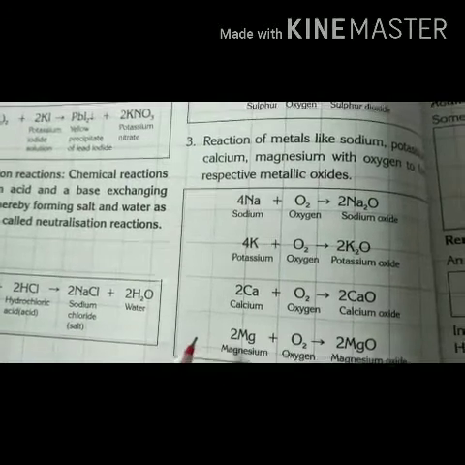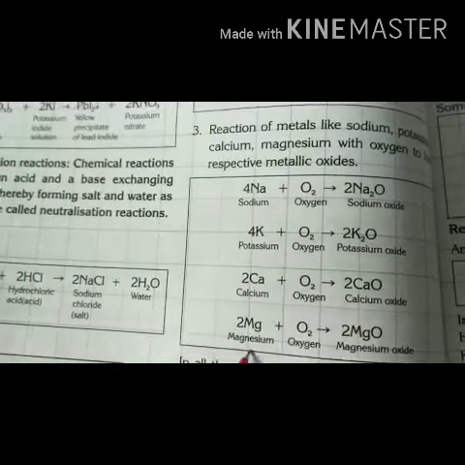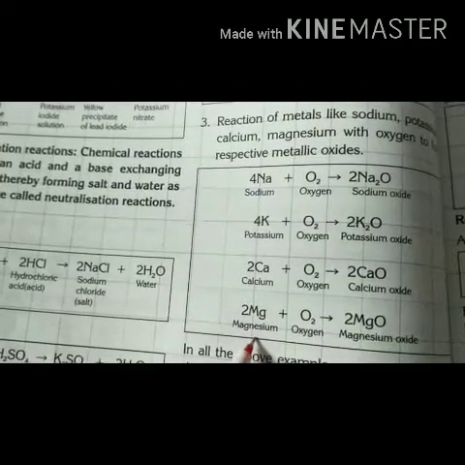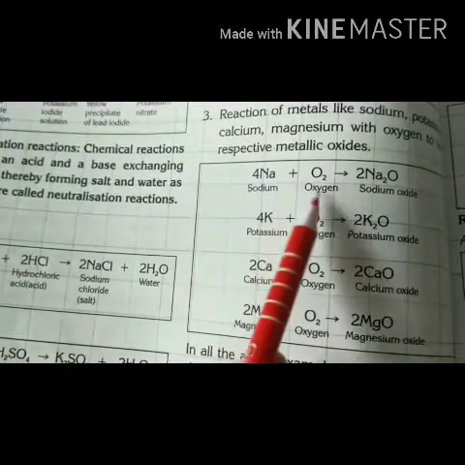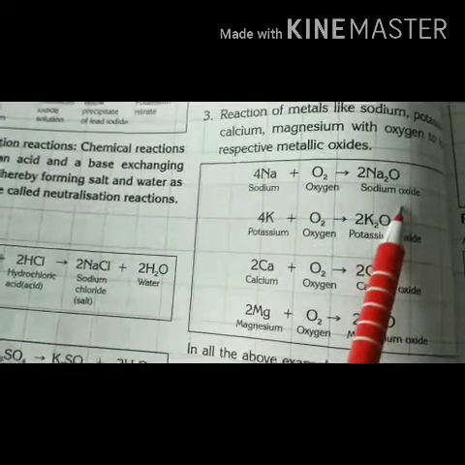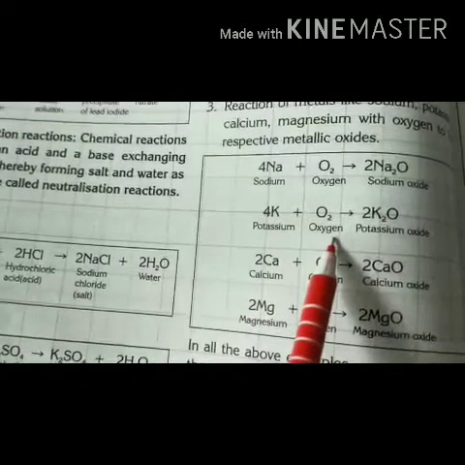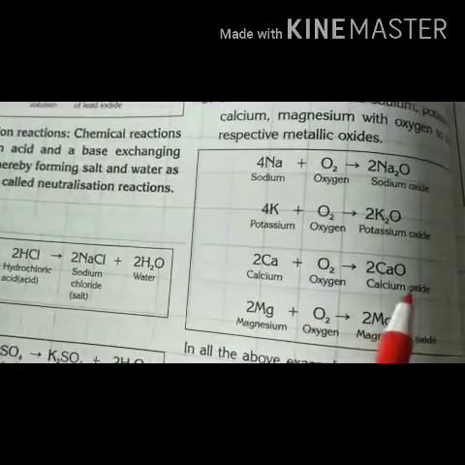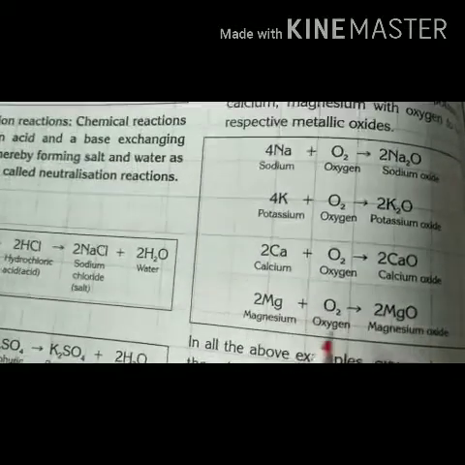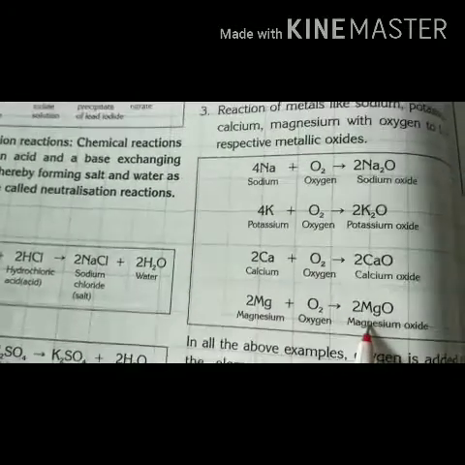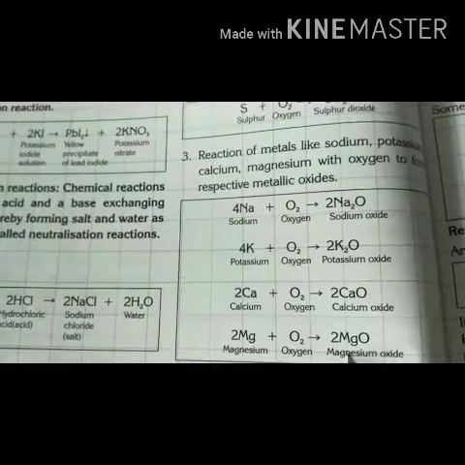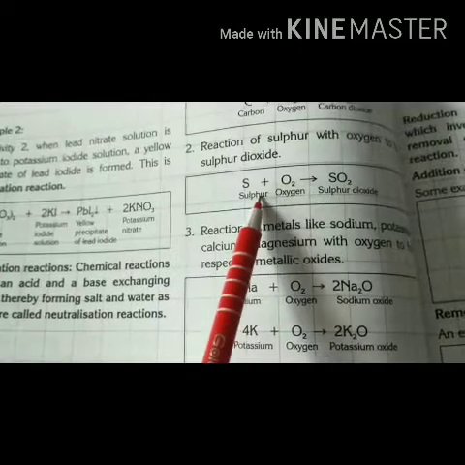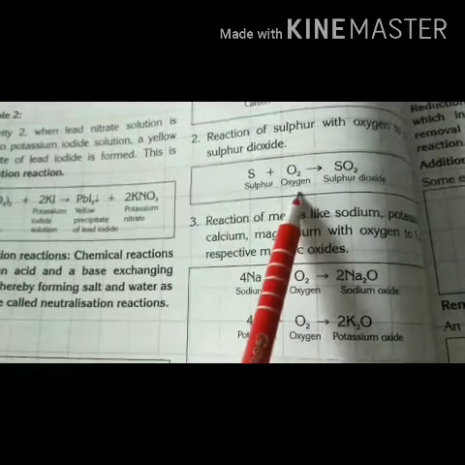Okay students, here you can also see the reaction with oxygen of compounds or elements, like sodium reacting with oxygen and forming sodium oxide, potassium reacting with oxygen and forming potassium oxide, calcium reacting with oxygen and forming calcium oxide, magnesium reacting with oxygen and forming magnesium oxide. So here you can see the oxidation reaction by the addition of oxygen.